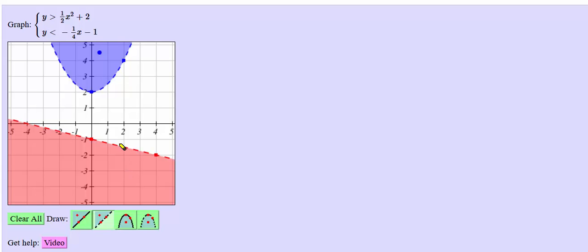As with the parabola, I have to choose to pick a point above the line or below the line to shade the part of the plane that's part of the solution set. Since I want the y values of my solution set to be less than any of the y values of the points that I use to graph the line, I will shade below the line.